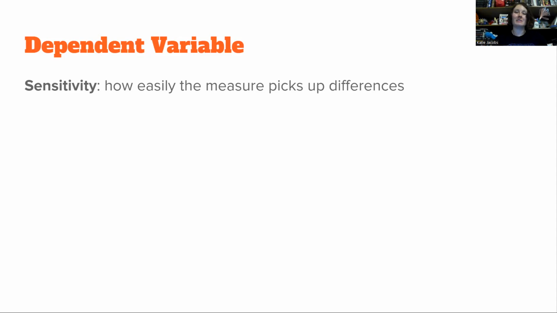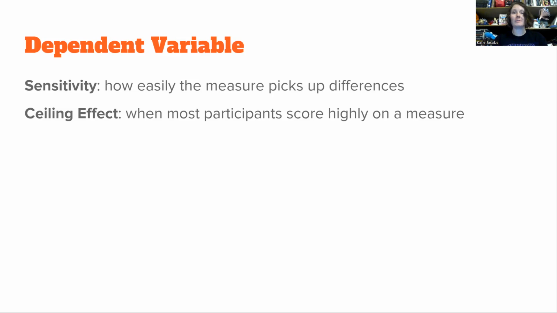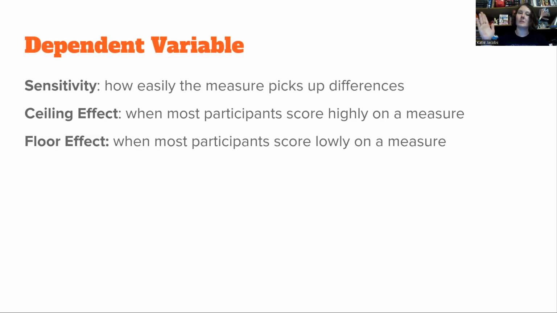And sometimes this can cause some problems, and I'm going to tell you all about the problems I've had in research. Like I tell you all the time, there's no perfect study. The only way to learn research is to do it, and honestly, to mess up and learn from it. So we have something also called a ceiling effect, which is when most participants score really highly on a measure with not a lot of variation. And then floor effects is when most participants score really lowly on a measure.